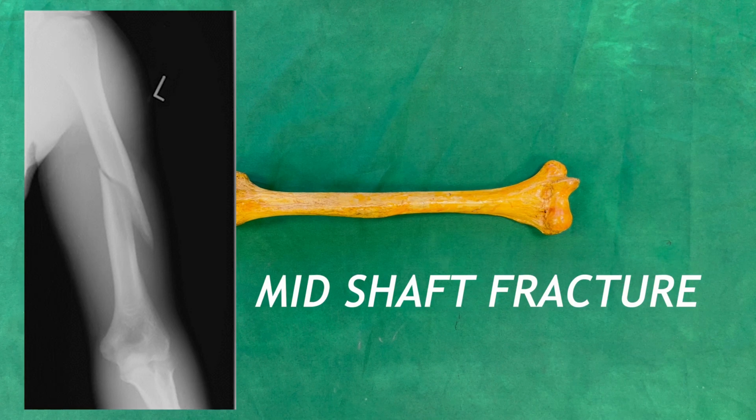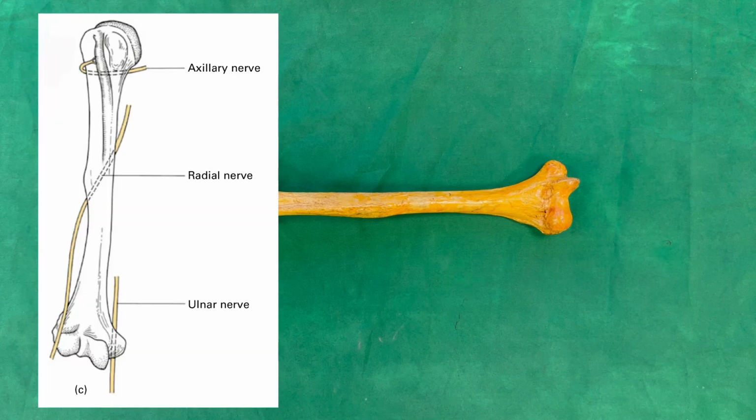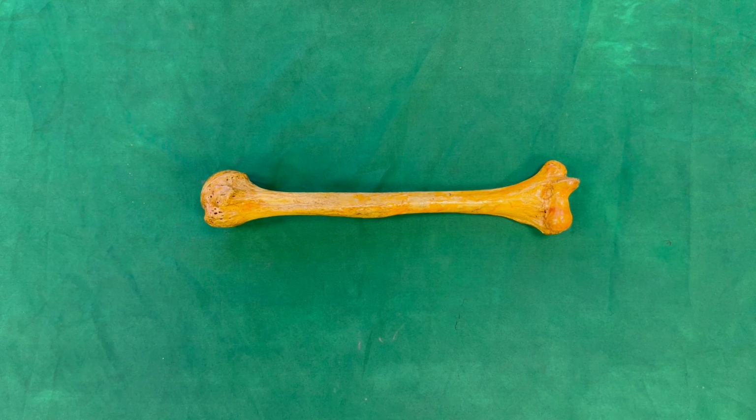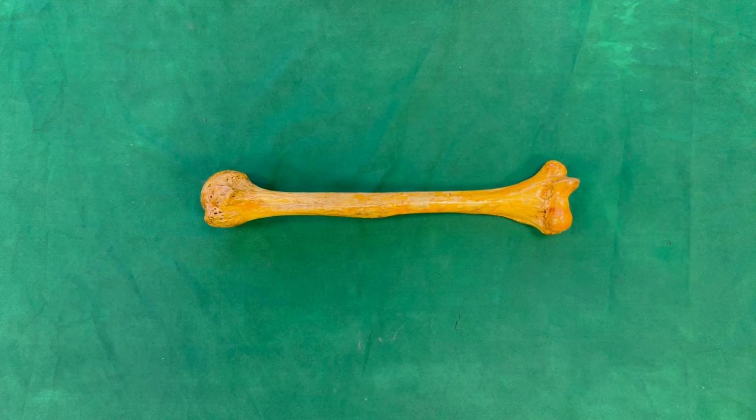In the event of a mid-shaft fracture, the humerus risks damage to the radial nerve and profunda brachii artery. The radial nerve innervates the extensors of the wrist. In the event of damage to this nerve, the extensors will be paralyzed. This results in unopposed flexion of the wrist, known as wrist drop, and anesthesia over the dorsum of the hand, in the web between the thumb and index finger.